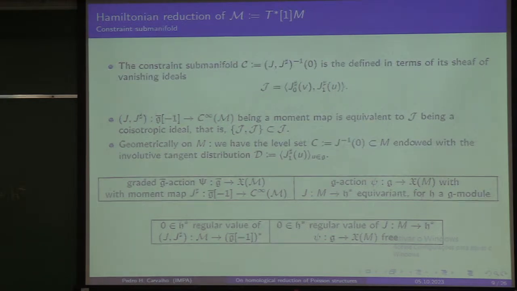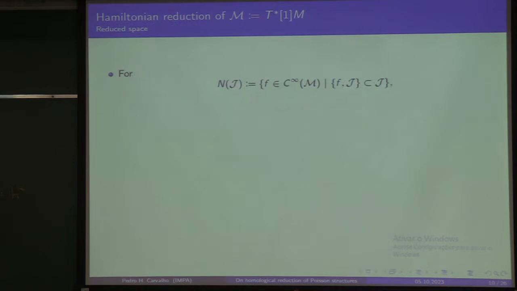Okay? So the reduced space. It's essentially the same as what happens in degree 0. As I said, here I'm looking only at what's inside. I look at this quotient here, which essentially is functions on the constraint submanifold.